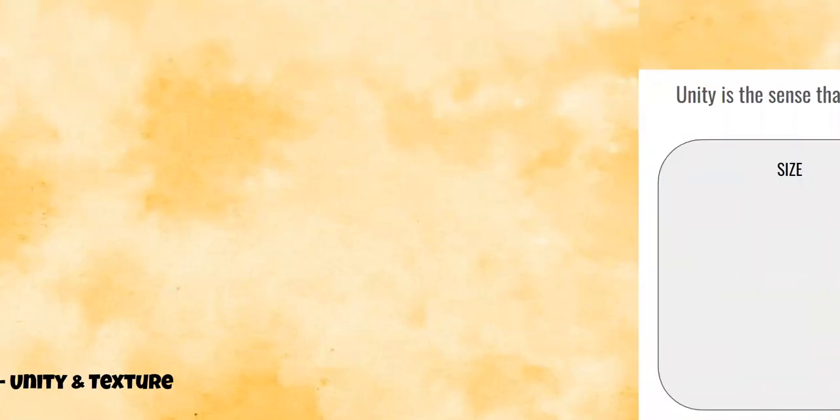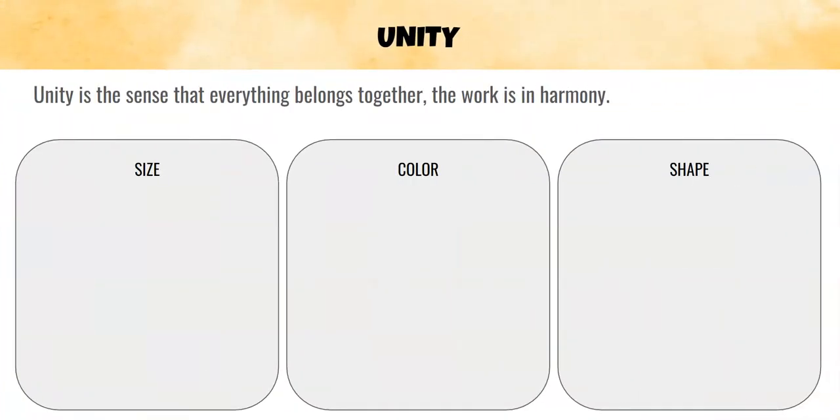Okay, so we are now moving on to Project 4, Unity and Texture. We're actually going to start with the Unity slides, which is a little bit out of order in our book. It's the second page, or at least how mine is. So Unity, we are going to be looking at size, color, and shape.